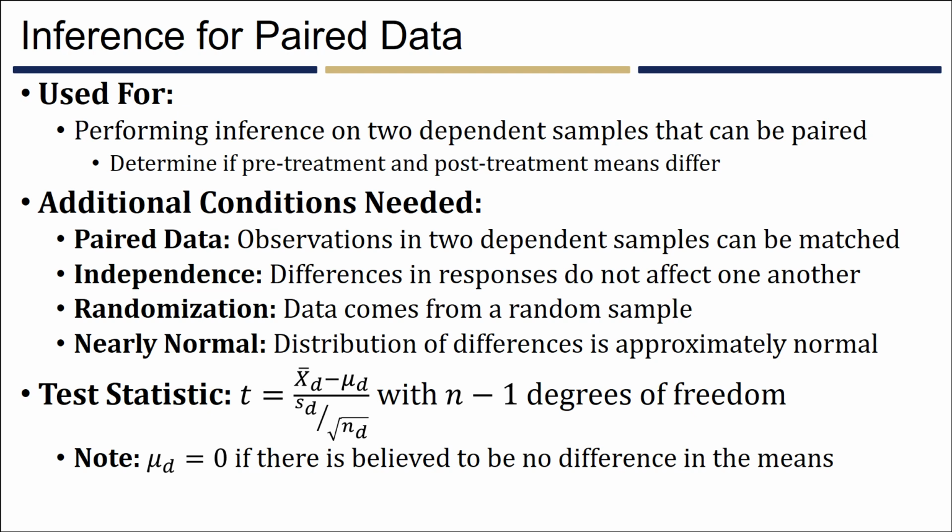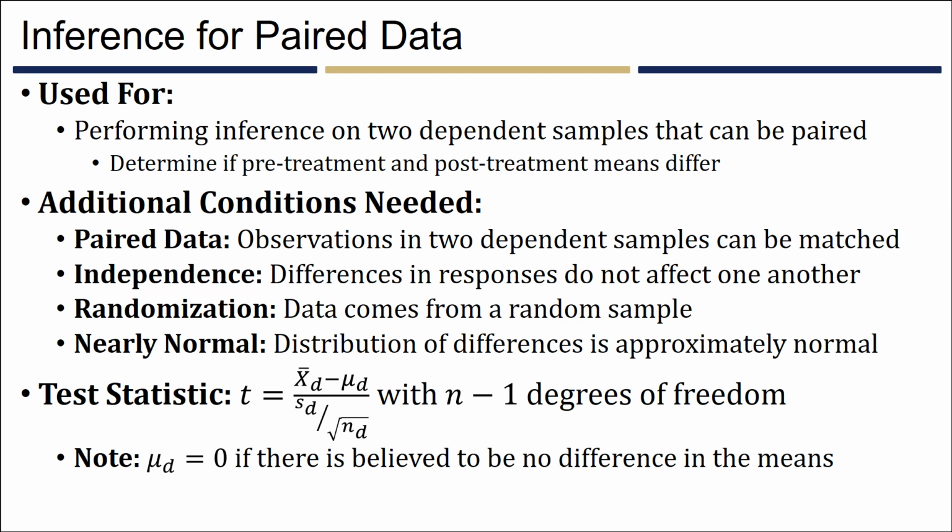More formally, here is what inference for paired data looks like. Inference for paired data is used for performing inference on 2 dependent samples where the observations can be paired with one another. And you're really looking to see if the pre-treatment and post-treatment means are significantly different. The conditions that we need here are, again, similar to what we saw with the one-sample t-test. We need independence, we need randomization. However, 2 of the conditions are a little bit different. We need to make sure that we have paired data, meaning that the observations are in 2 dependent samples and they can be matched with one another.